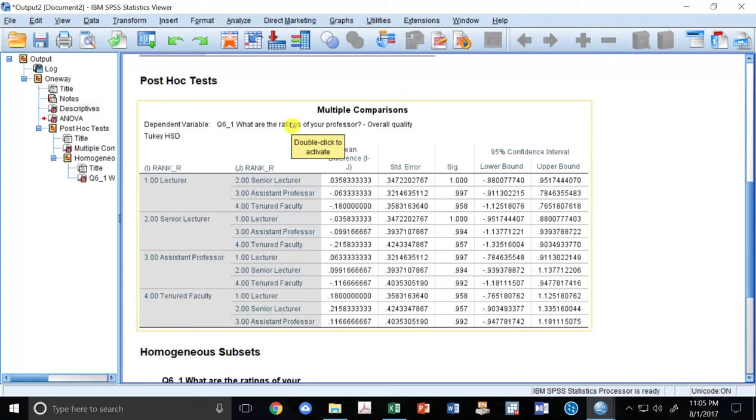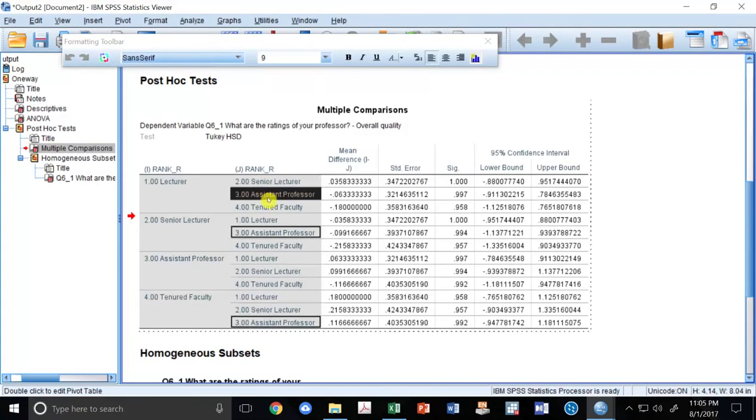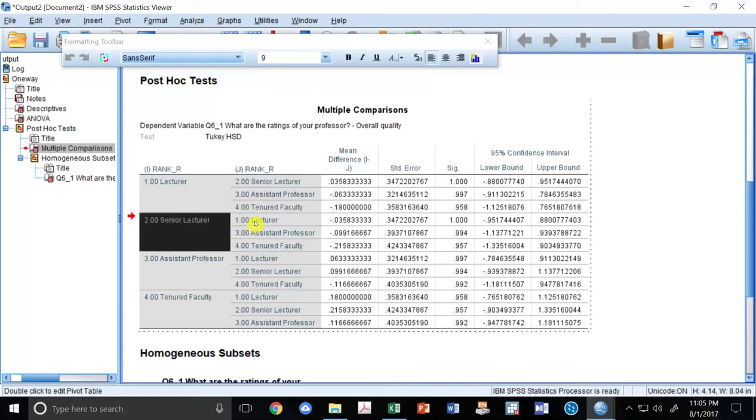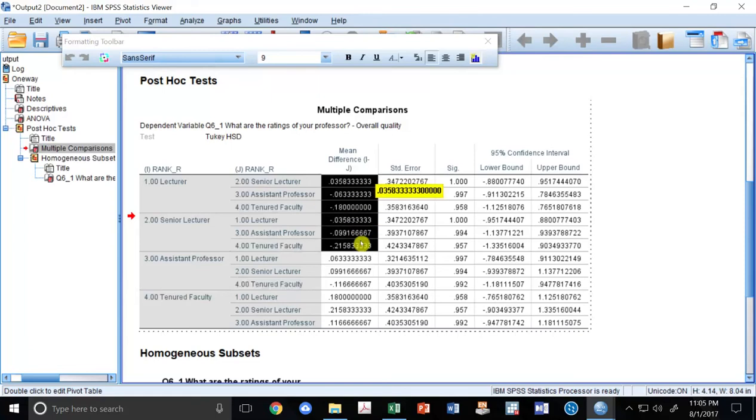And what our post hoc tests do, as I mentioned earlier, is essentially run a series of independent sample t-tests. That's sort of theoretically what's going on here. Statistically, it's not that easy, but it's about the same. So a run of independent samples t-tests, in this case comparing lecturers to senior lecturers, to assistant professors, to tenured faculty, then comparing senior lecturers to assistants, to tenured faculty, so on and so forth, right? Then you have the mean difference, that's the difference between the two groups.